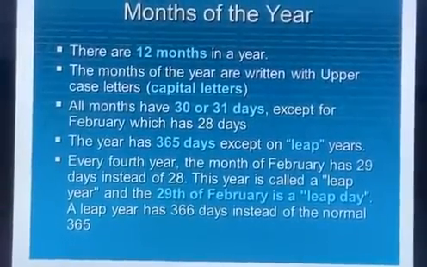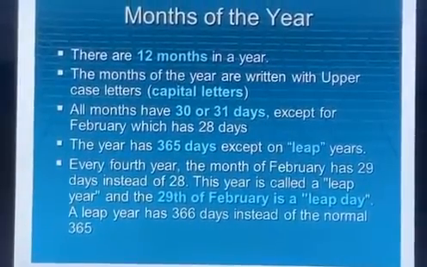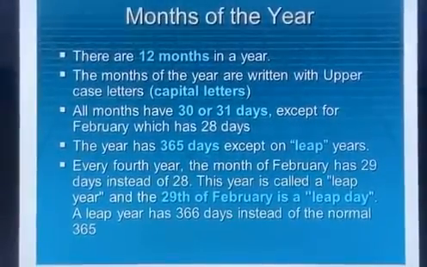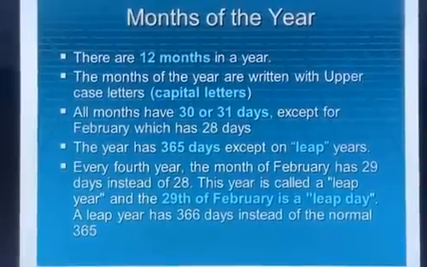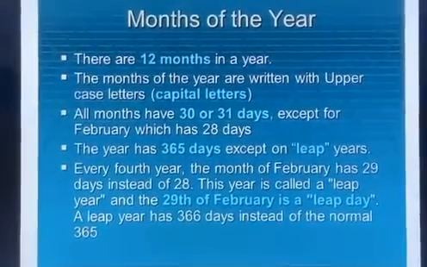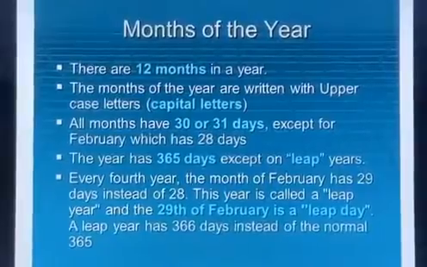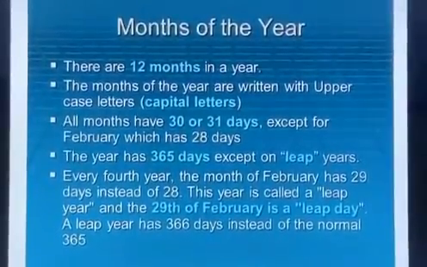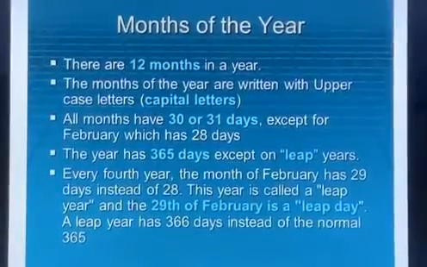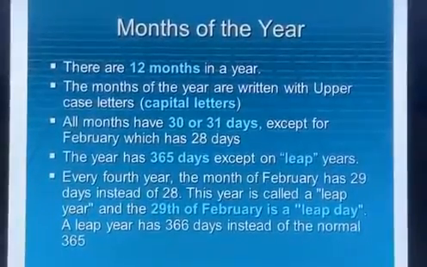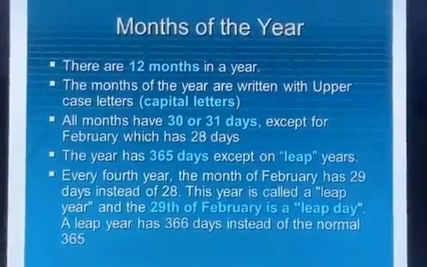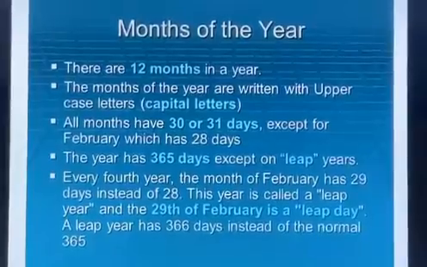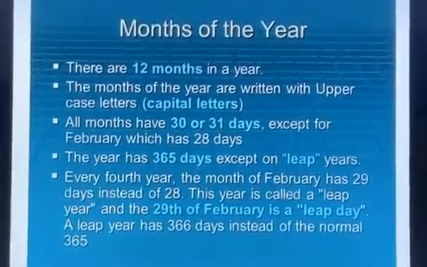All months have 30 or 31 days, except for February, which has 28 days. The year has 365 days except on leap years. Every fourth year, the month of February has 29 days instead of 28. This year is called a leap year.